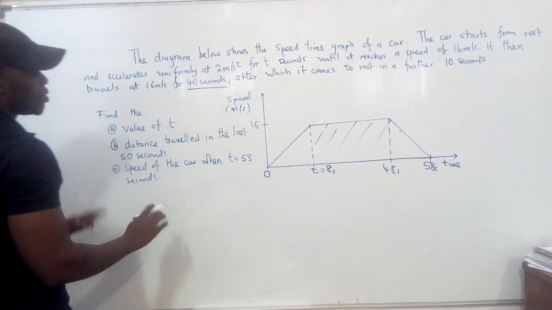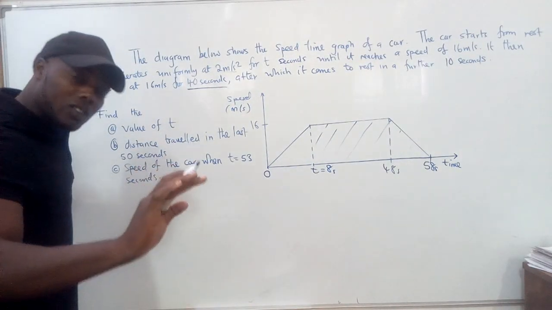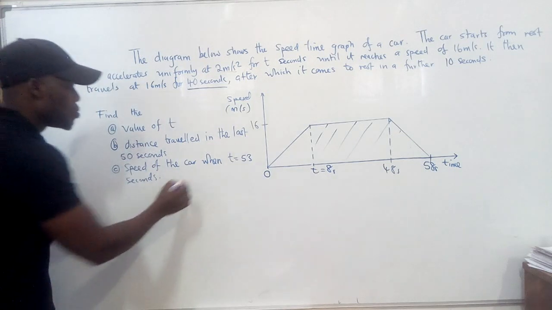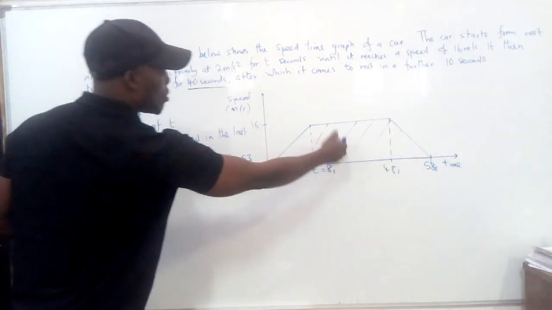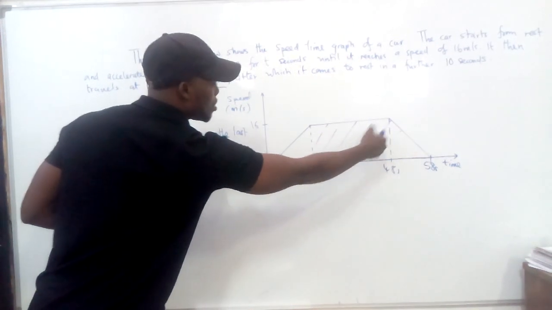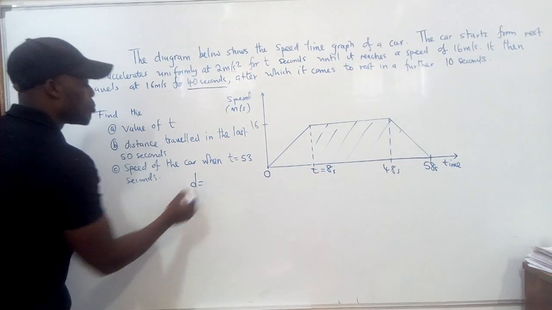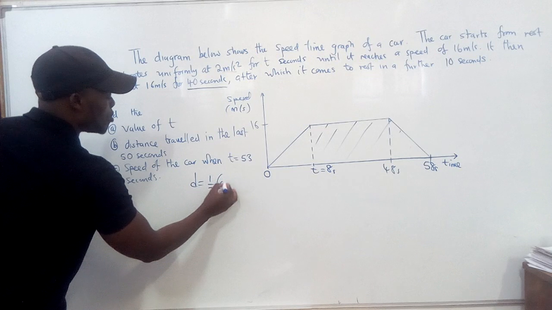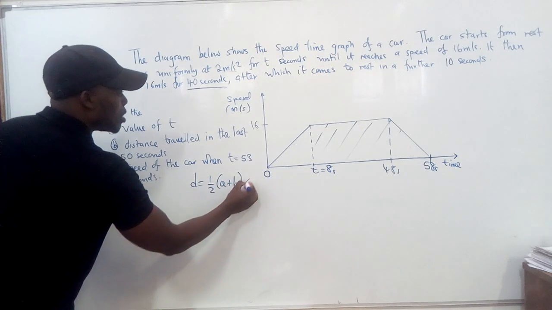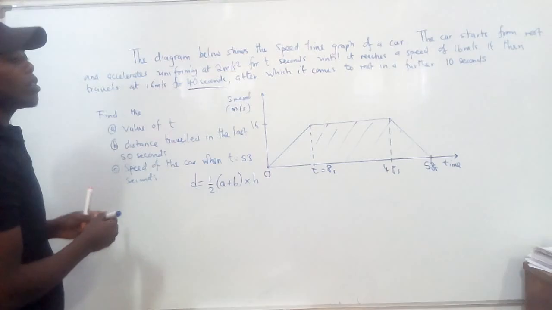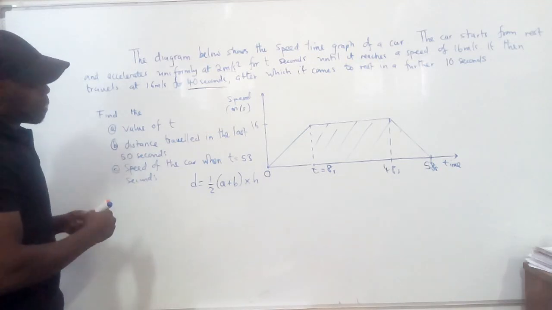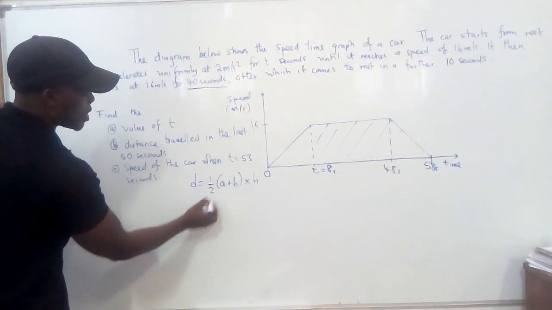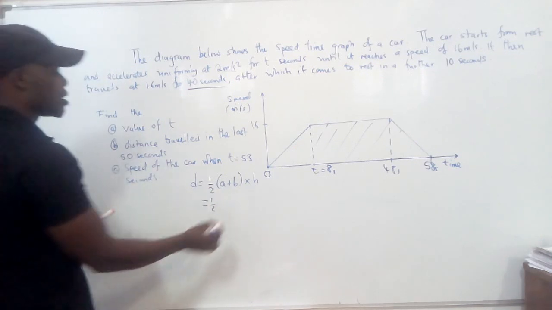Whenever you've been asked to find the distance, what we do is use the formula for the shape, finding the area of the shape. So what is the area of this shape over here? It is a trapezium, and when we want to find the area of the trapezium, this is the formula we use. Okay, so what is our A? We need to find our A.